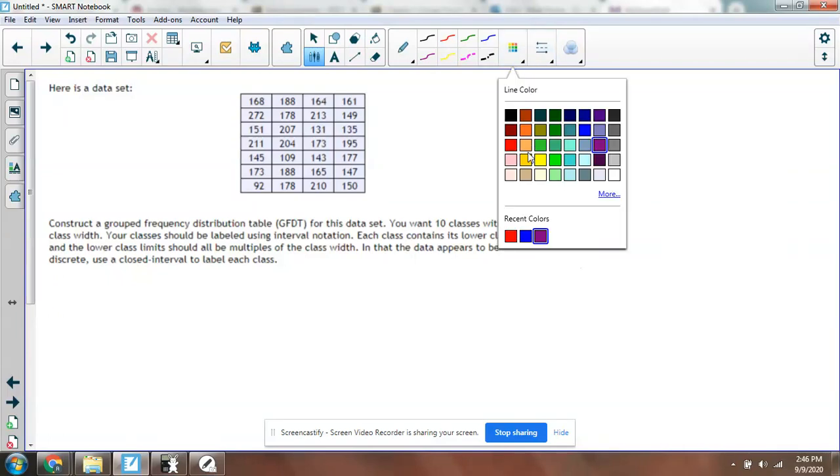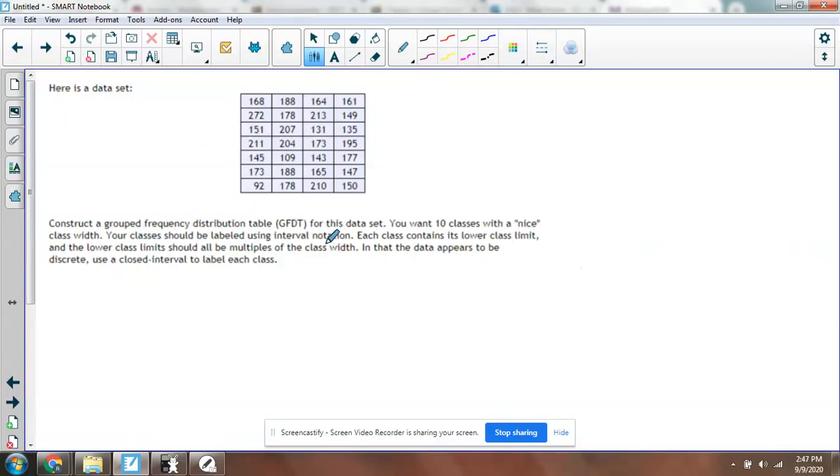So here's the question you were asking about. We'll just run through it together just so everything's clear. So the first thing you want to do whenever you're trying to find one of these GFDTs is to get the range. And this really can be the most annoying part because you have to look at all the numbers. And they're unfortunately not in order.